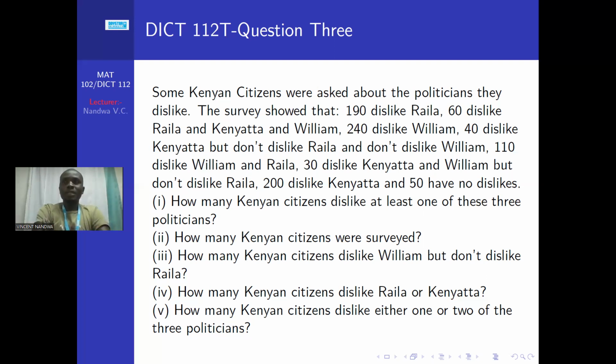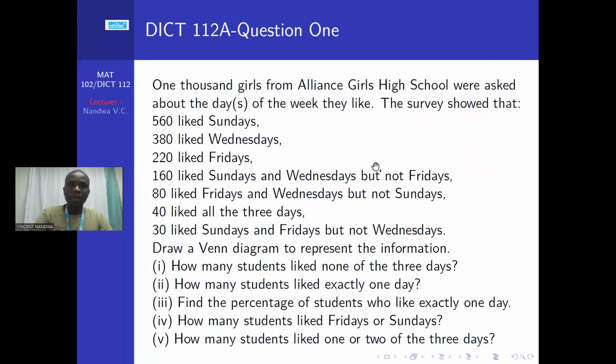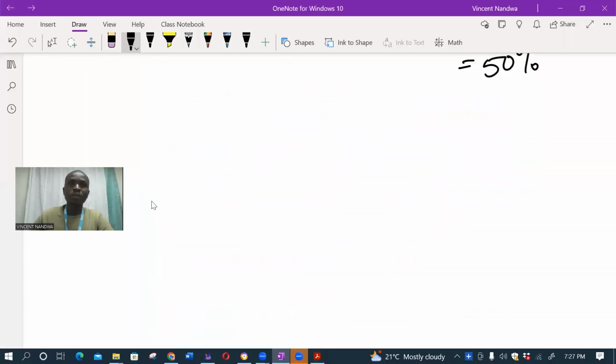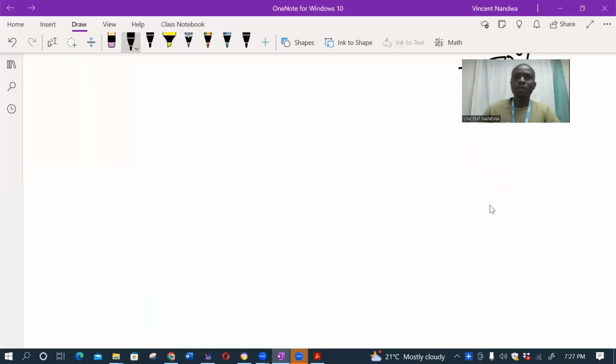Before we answer these parts, it's always useful to draw a Venn diagram to illustrate the information. And then from the Venn diagram, it becomes easier to interpret the questions. It's very clear that the question is about dislikes, and there are 3 politicians of interest: Raila, Kenyatta, and William. So we are going to draw a Venn diagram such that the universal set will have 3 sets within it: one representing people who dislike Raila, the other people who dislike William, and the other people who dislike Kenyatta.